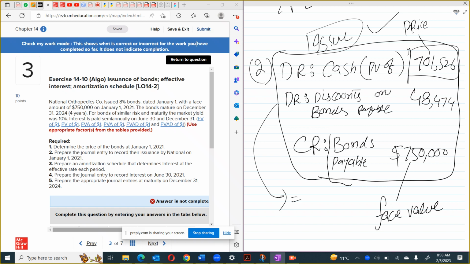Only the difference will be, remember, between these two amounts is always the discount, whether it is the effective interest rate method or the straight line method. The difference between these two will be either the premium or the discount.